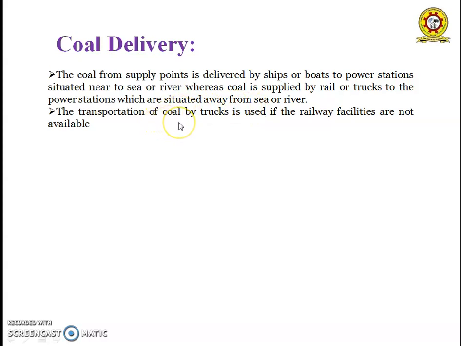The transportation of the coal by trucks is used if the railway facilities are not available. This type of equipment can be used for unloading the coal received at the power station depending on how the coal is received at the power station. If coal is delivered by the trucks, there is no need of unloading devices such as trucks may dump the coal to the outdoor storage. Coal is easily handled if the lift truck with the scoops are used.